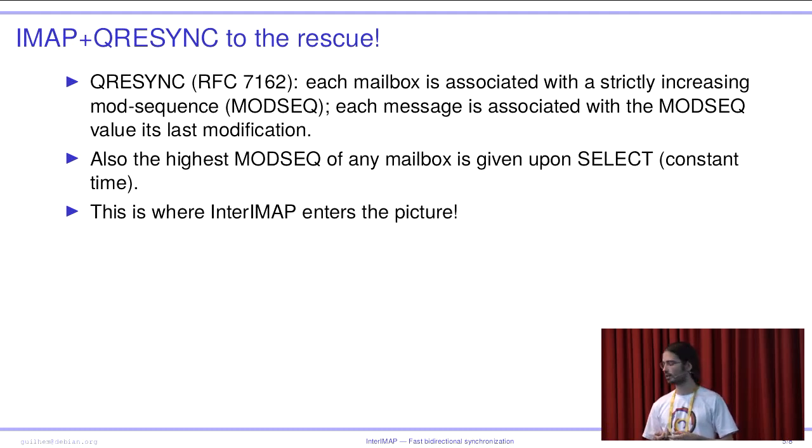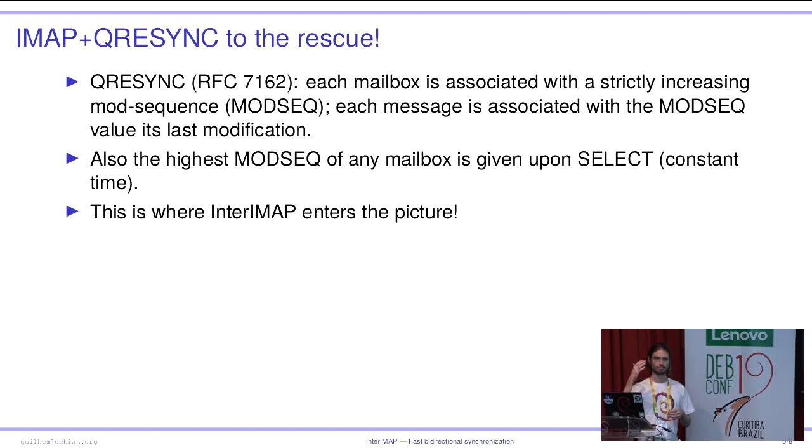So that means this is really cool, because to see if your mailbox has any change at all, instead of downloading the flags and the unique identifier of all your mails, it's one thing, and it's given in constant time. It becomes linear in the number of mailboxes, instead of being linear in the number of mails. And of course, you have way more mails than you have mailboxes.